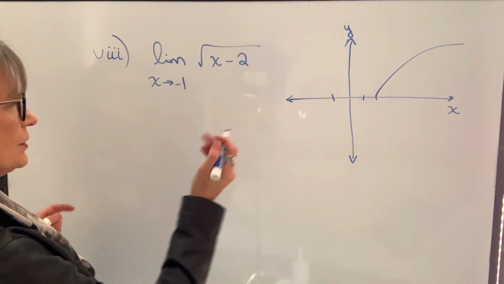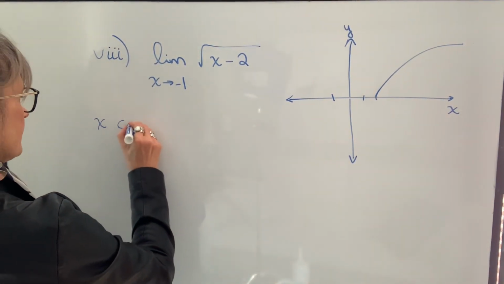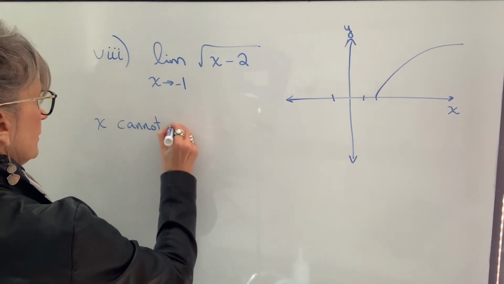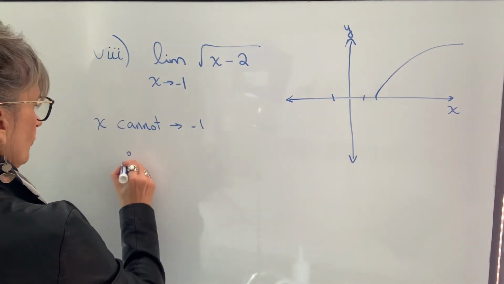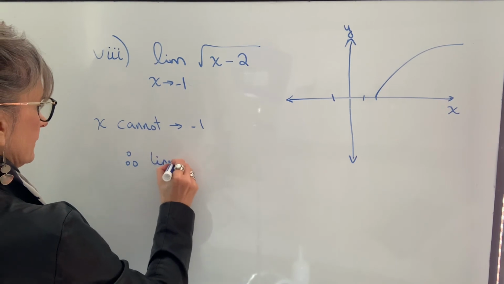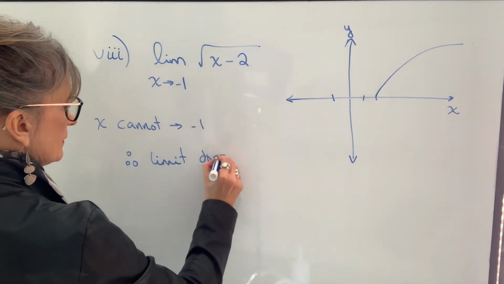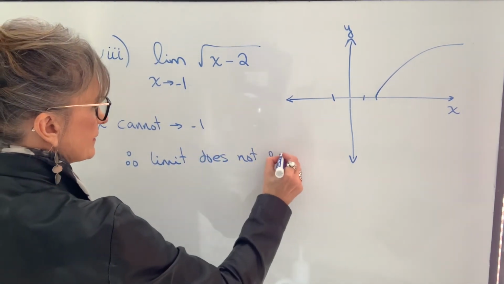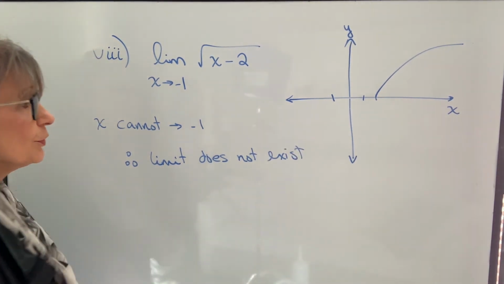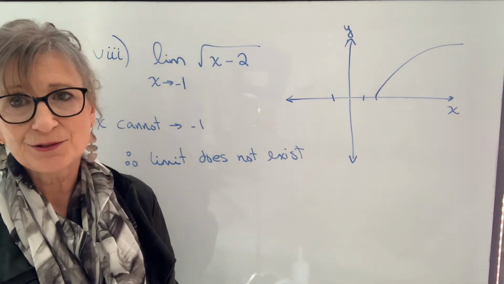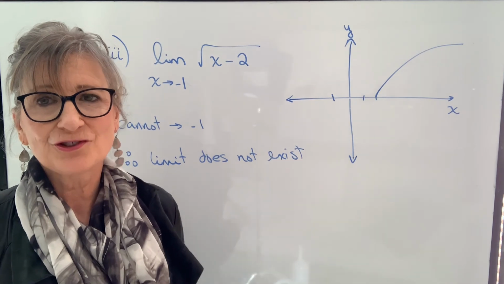So we would just say x cannot approach -1, therefore the limit does not exist. So you'll probably encounter questions similar to that as well in your limit exercises.